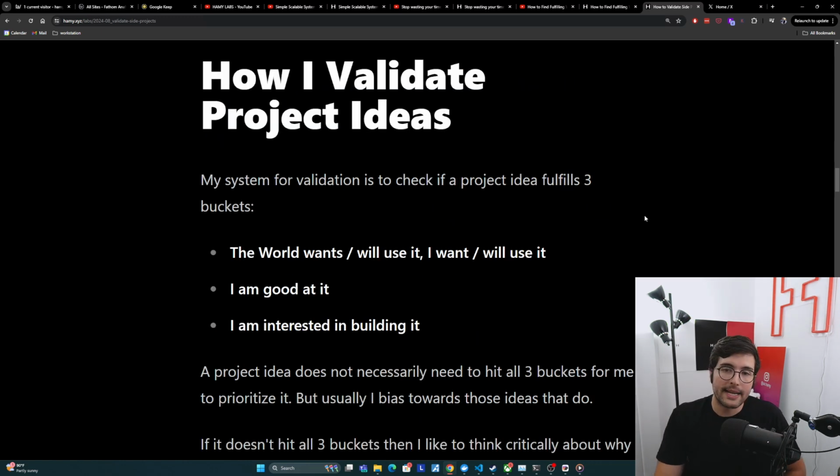All right, now on to how I validate project ideas. So my system for validation is to check if a project idea fulfills three buckets. The first is if the world wants and will use it, and I want and will use it. The second is I am good at it, and the third is I am interested in building it.